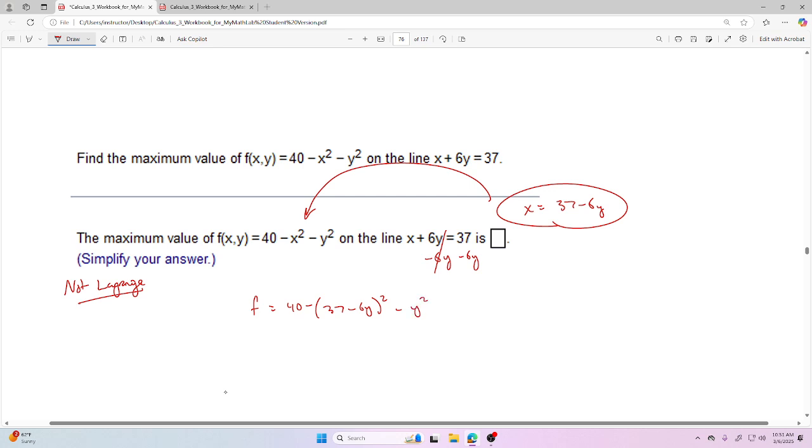What I'm wanting is the maximum value, so I'm wanting f prime equal to 0. This is literally calculus 1 now, right? I'm not even doing a cal 2 formula at this point. This is just cal 1. So let's try to find our derivative. The 40 goes to 0. What do I get out of this junk?